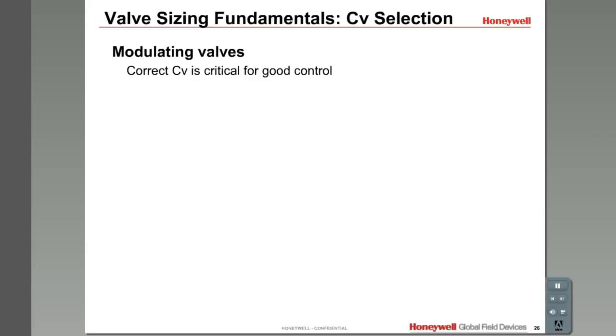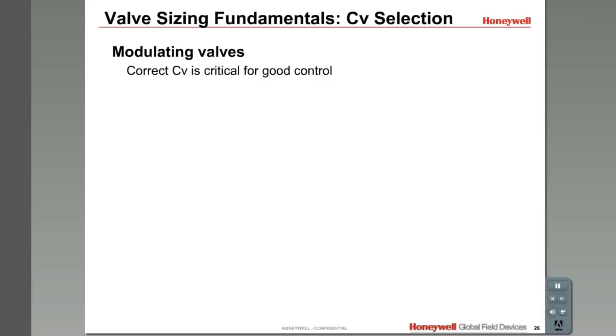With valves used for modulating proportional control, it is critical to select the correct CV in order to have good temperature control. If the valve CV is too large, it will operate at a very small opening, resulting in very poor control and possible valve or actuator damage. If the valve CV is too small, it may not provide enough flow to the application, resulting in insufficient heating or cooling.